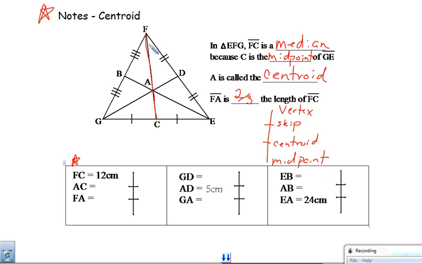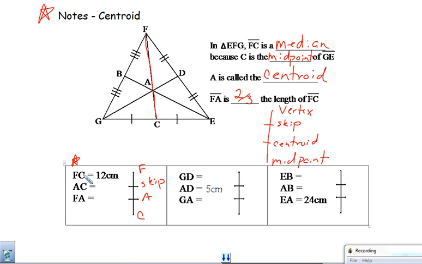Okay, so for this guy, FAC, the vertex is F, that's the one that's at the corner of a triangle, then we're going to skip one, the centroid is A, and our midpoint is at letter C. Alright, this is a really, really important tool that Ms. Reisman and I really want to see you drawing, okay? Otherwise, it's very easy to get confused.